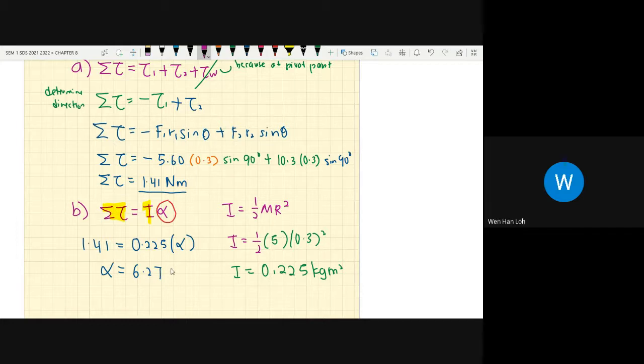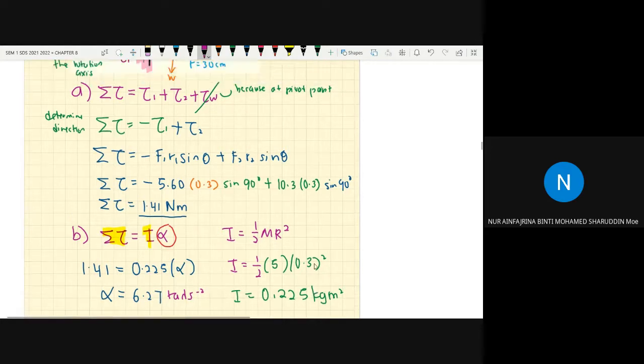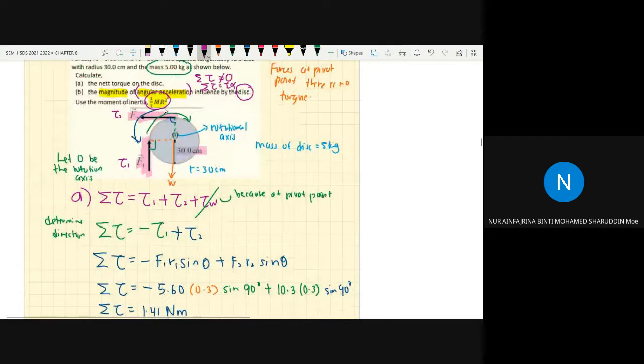Okay. Radian per second square. Very good. Radian per second square. So what you need to make sure of, kena tengok: kalau dia dah kata use the moment of inertia half mr squared, bila dia cakap half mr squared, you jangan pakai I equals to mr squared. This is the general formula. Ini adalah general formula.